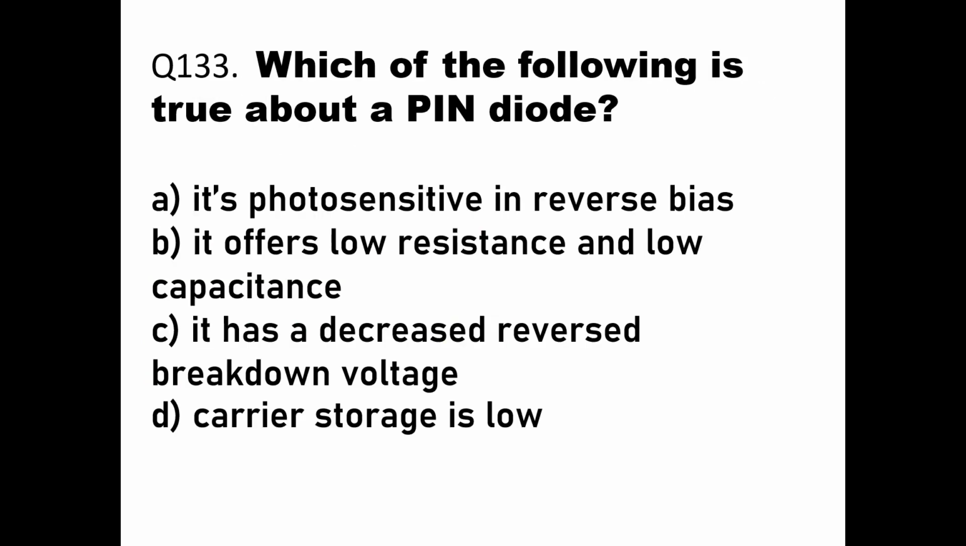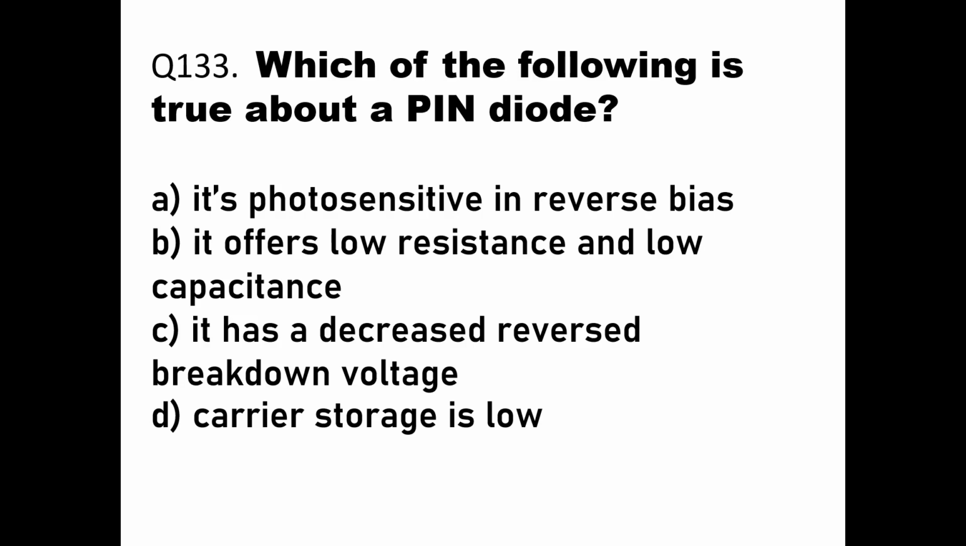Then we'll go to the next question, question number 133. Which of the following is true about PIN diode? Now, if you see the options, option A says that it's photosensitive in reverse bias. B, it offers low resistance and low capacitance. C, it has a decreased reverse breakdown voltage. And D, carrier storage is low.